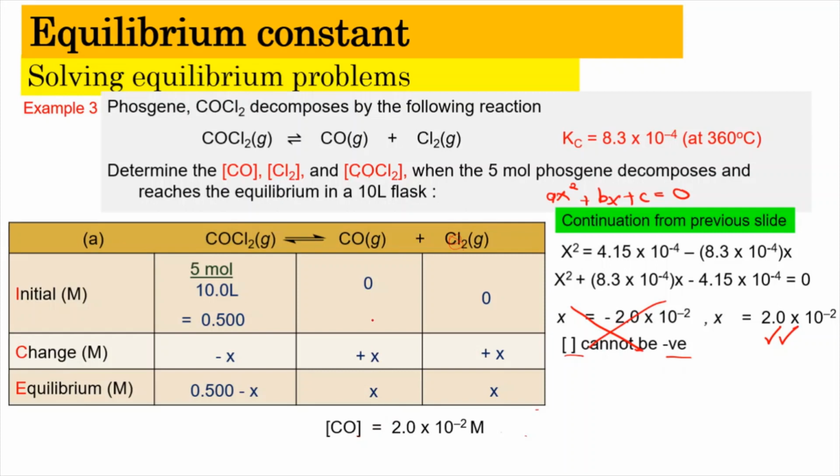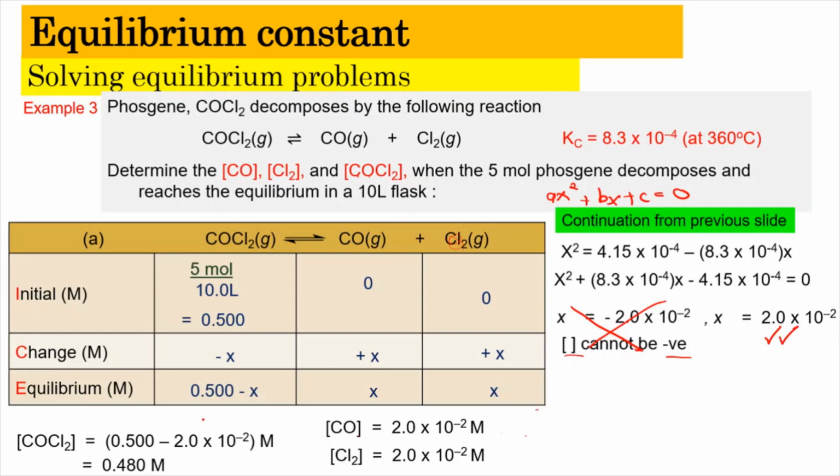So for the CO, it is basically equal to x, where x equals 2.0 times 10 to the power of negative 2 molar. Similarly, for the molecular chlorine, Cl2, it will be equal to x, which is 2.0 times 10 to the power of negative 2 molar. Meanwhile, for the concentration of phosgene, it's going to be 0.5 minus x, and when we do the maths, we're going to get 0.48 molar. Okay, and this is how we find the value of x step by step in order to determine the concentration at equilibrium when the Kc is given.